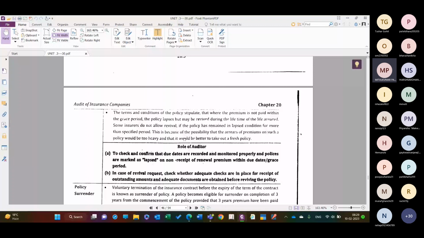क्योंकि उसके ऊपर जो पेनल्टी लगेगी, उसके ऊपर जो एक्स्ट्रा इंटरेस्ट लगेगा, that could be more than the new policy cost. So it is better to take a fresh policy.